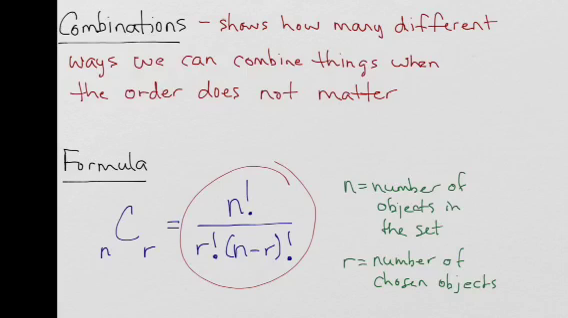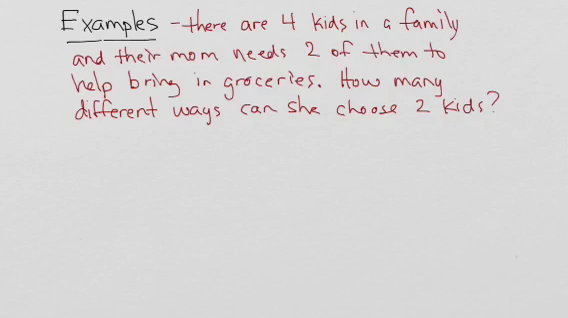All right, so let's do that. Let's go try one. It said there are 4 kids in a family, and their mom needs 2 of them to help bring in the groceries. How many different ways can she choose the 2 kids?